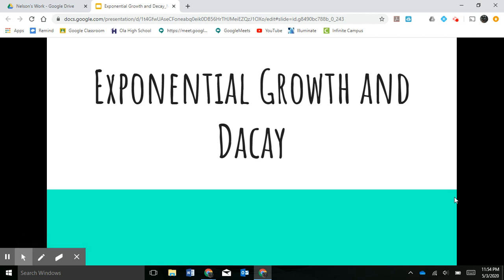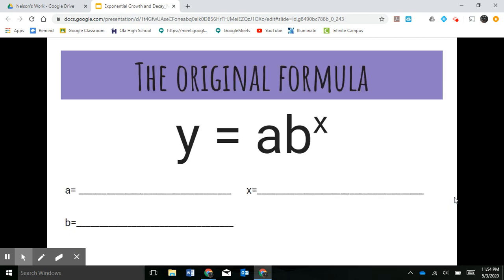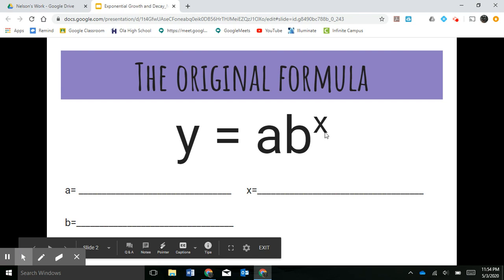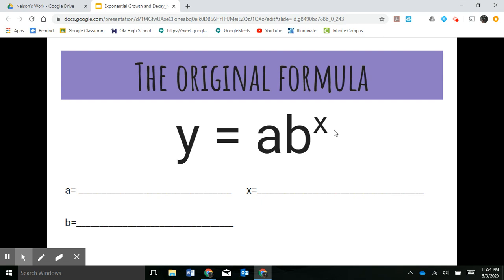This week is exponential growth and decay. We were finishing this up right when we left 7 weeks ago, believe it or not. We started off with the original formula, y equals a times b to the x power. The reason this is exponential is because x is the exponent. Quadratic, it's squared. Linear, it's one. But when it's exponential, x is the exponent. And we'll talk more about all that a little later this week.